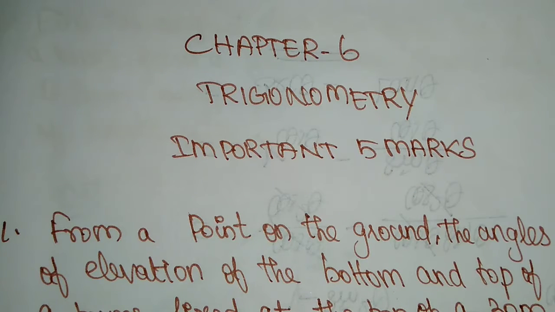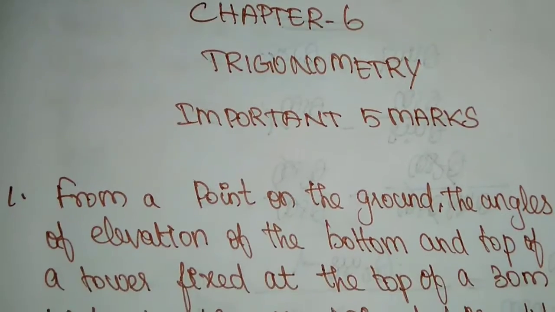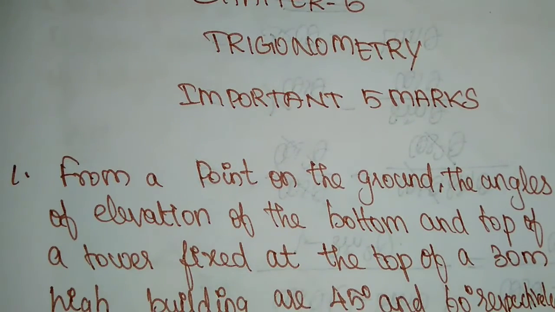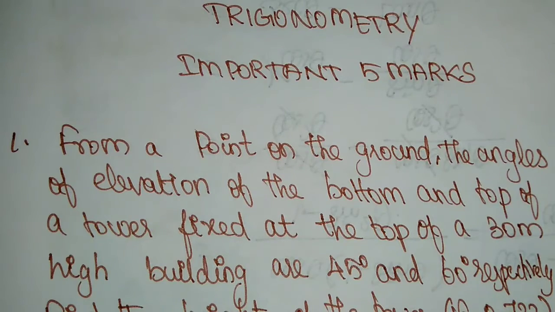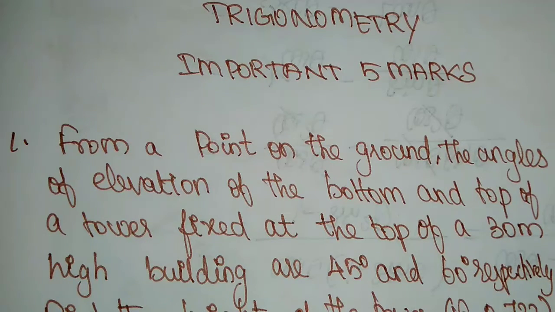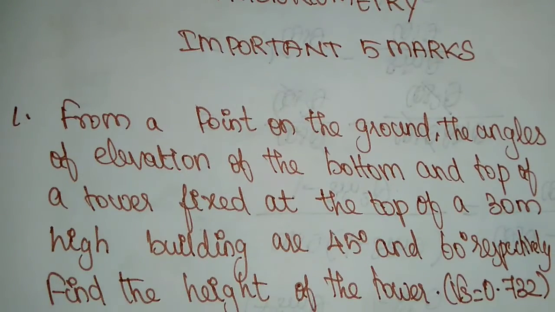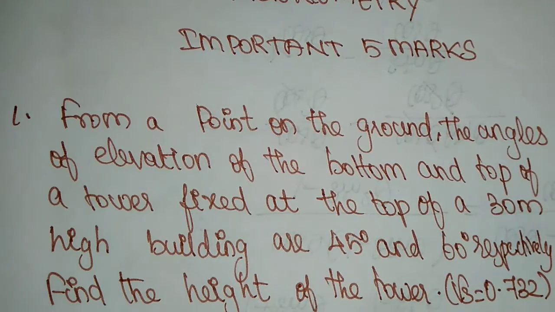Now we are going to see chapter 6 trigonometry, important 5 marks. The first problem: from a point on the ground, the angles of elevation of the bottom and the top of the tower fixed at the top of a 30-meter high building are 45° and 60° respectively. Find the height of the tower.